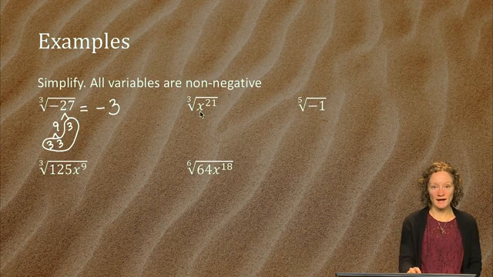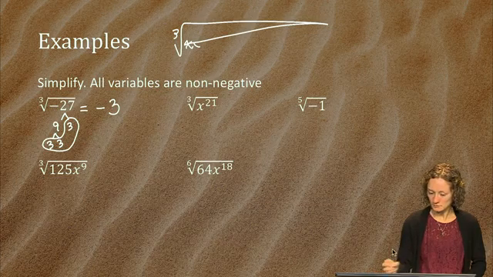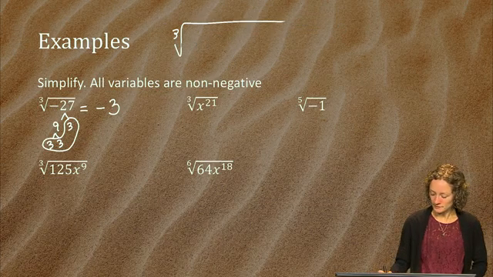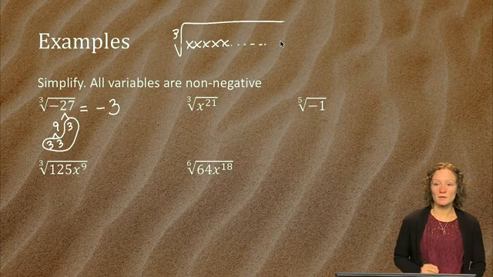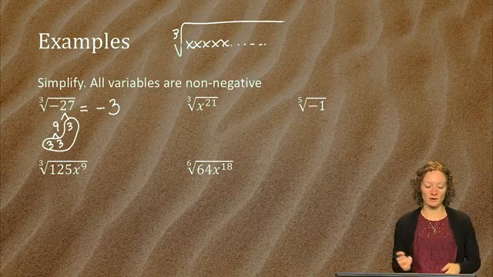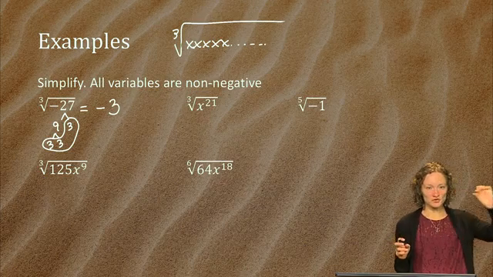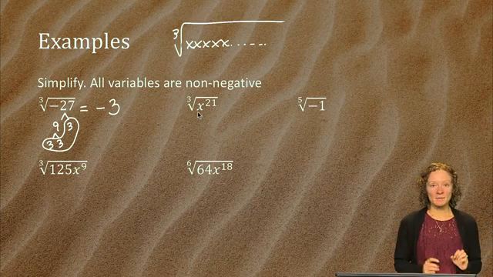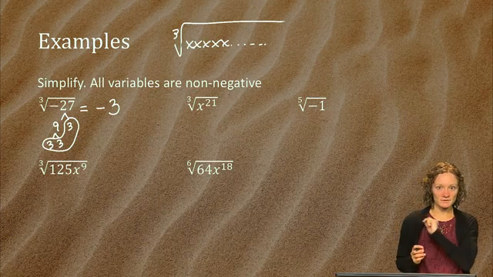The cube root of x to the 21st. If it helps you, you can always draw out the string of 1, 2, 3, 4, 5, 21 x's. You can always do that and then lump together the groups of 2, 3, whatever your index asks for. Or you can just think through, kind of imagine the string of 21 x's. How many groups of 3 would there be there? 1, 2, 3, 4, 5, 6, 7.